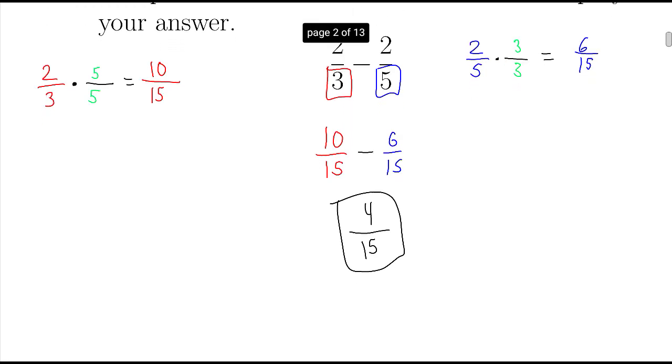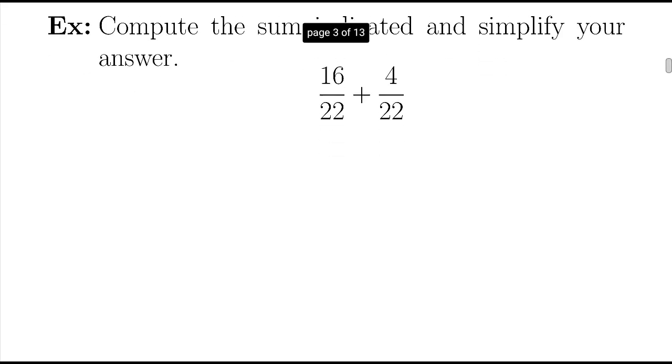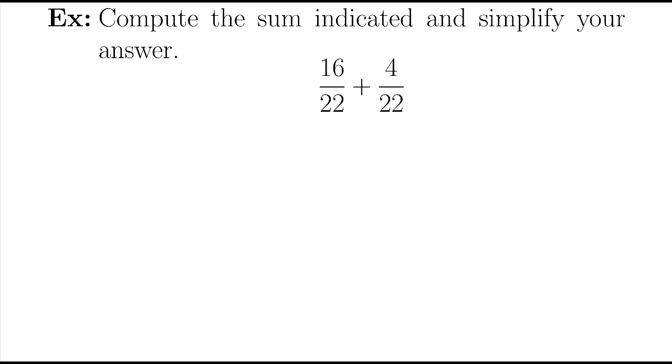All right, let's do another example. All right, here we go. Here we're adding two numbers together, 16 over 22 plus 4 over 22. Okay, we kind of catch a break here because 22 and 22, those are common denominators. And so I don't have to change anything. I can just add them up just like I see them. 16 over 22 plus 4 over 22 is 20 over 22.